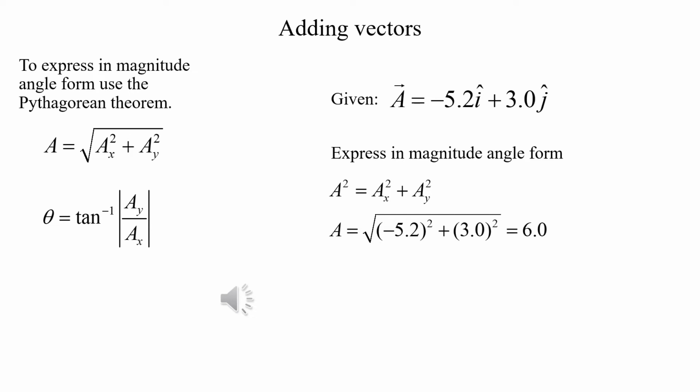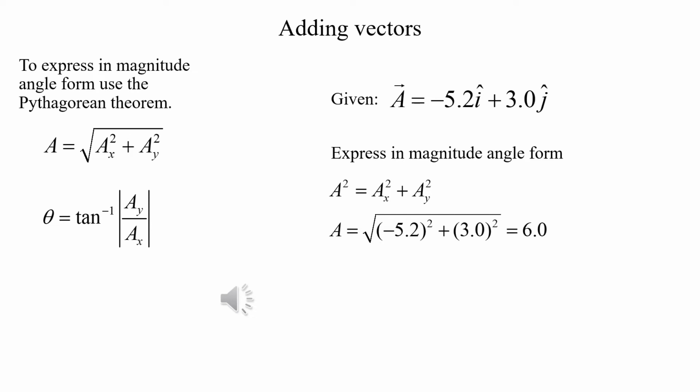i hat is a unit vector that points in the x direction. j hat is a unit vector that points in the y direction. And if we have a component in the z direction, that would be k hat. So i hat, j hat, and k hat are unit vectors that point in the x, y, and z directions respectively. So for vector A, we see that the x component is negative 5.2 and the y component is 3.0.